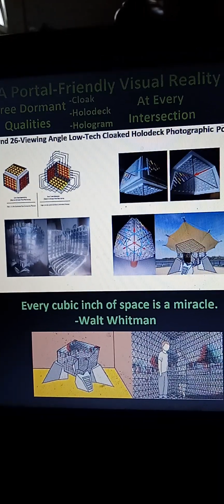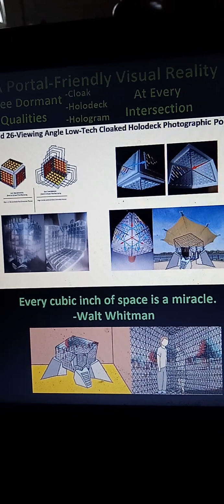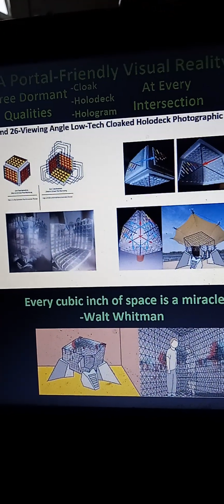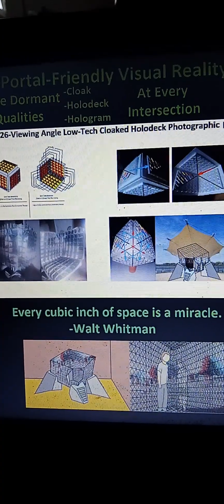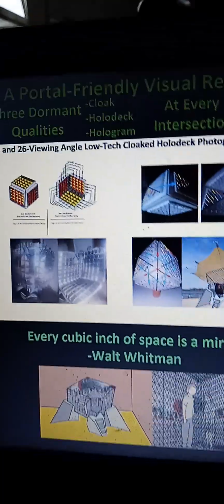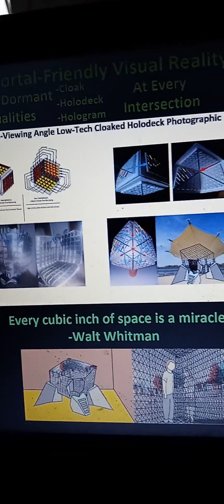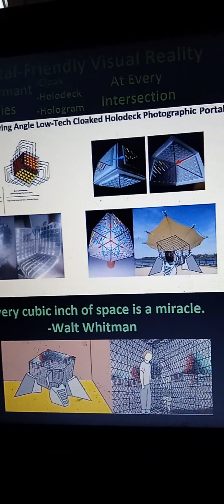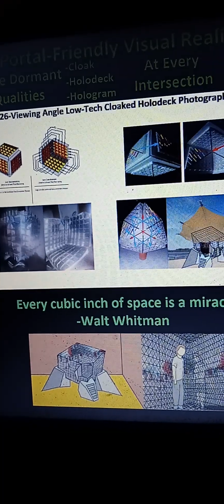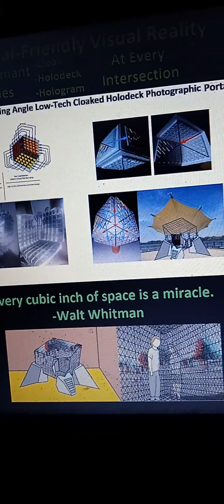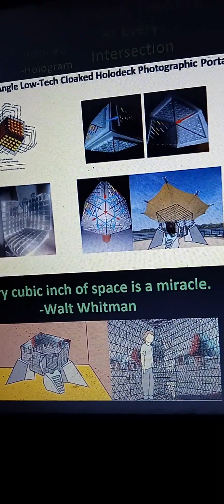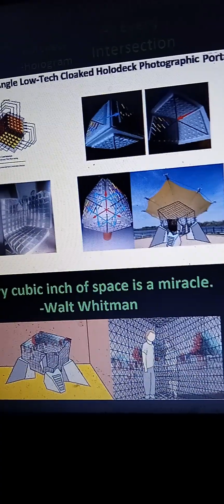A portal-friendly visual reality. Three dormant qualities at every intersection: cloak, holodeck, and hologram. This right here on this side is a photographic portal. The plans for a photographic portal, and an image of the photographic hologram inside at the bottom.